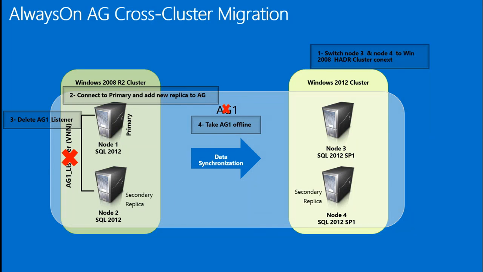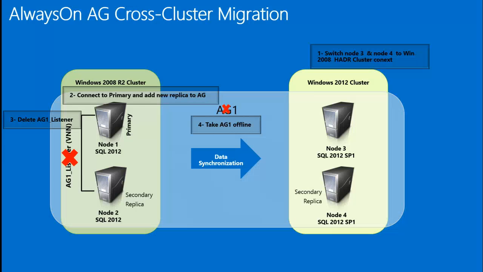Number 2 is I have to take my availability group offline. This is now the true downtime, meaning the database or the application will be down until I bring the availability group online and create the AG listener on the new cluster. And here we're talking a minute or 2, not too long.